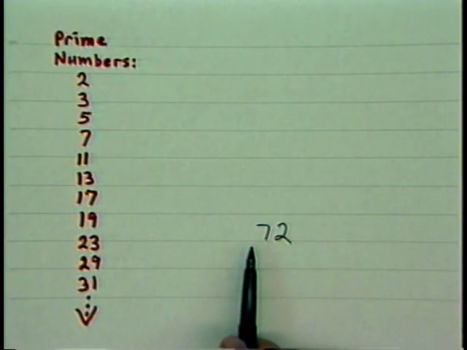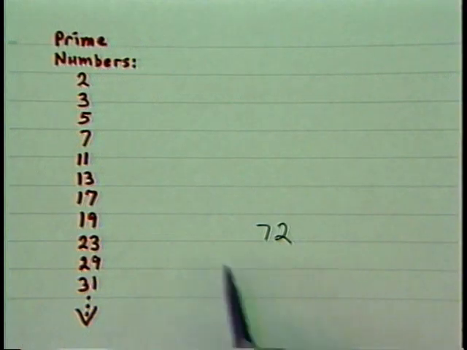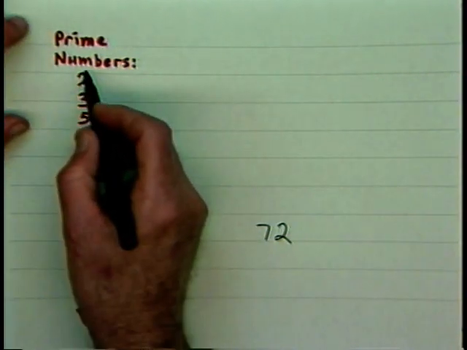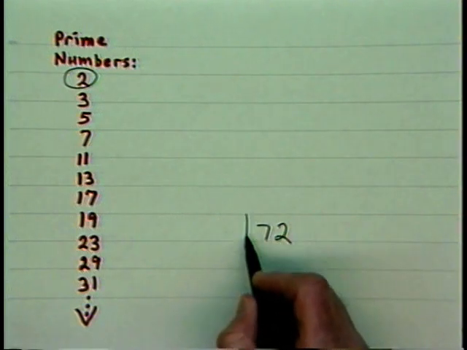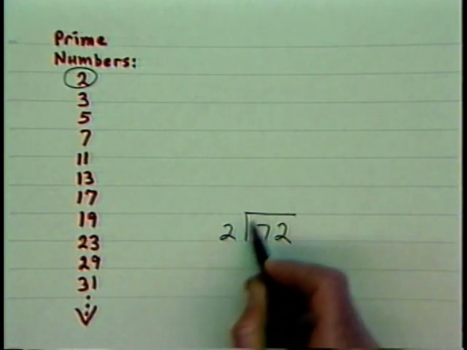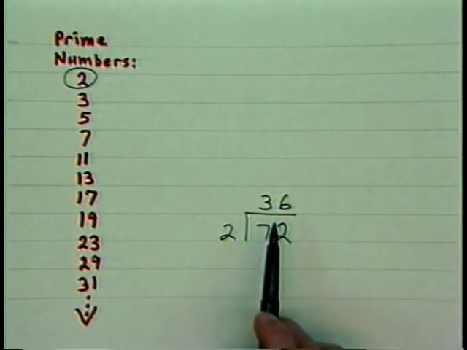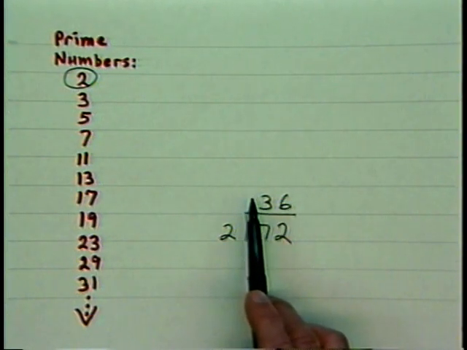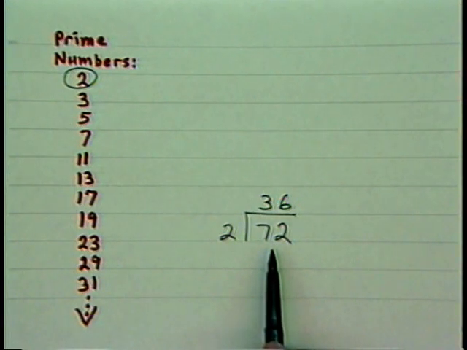72. That obviously is not prime because I can see immediately that 2 will go into it. Well, let's take the lowest prime number in our list, which is 2, and actually divide it into 72. And it would go 36 times, which is to say that 36 times 2 is equal to 72. That's how we checked it, isn't it?